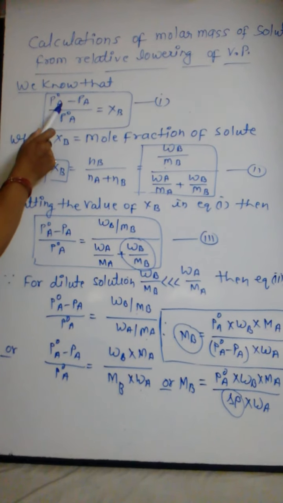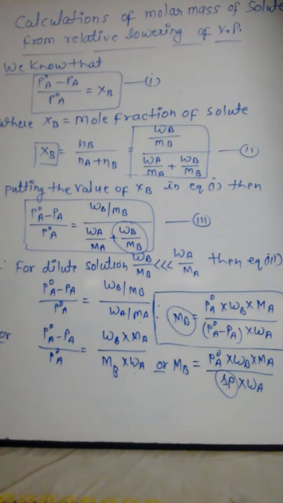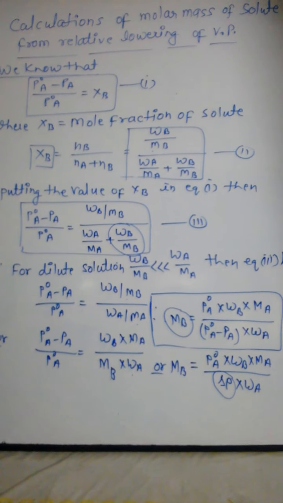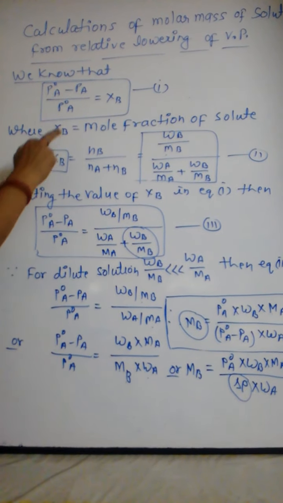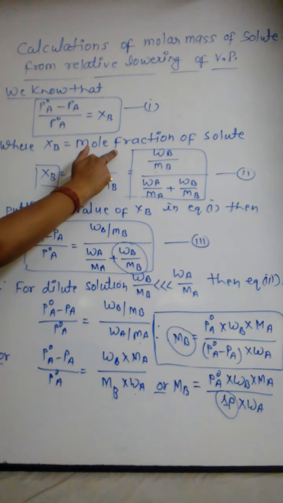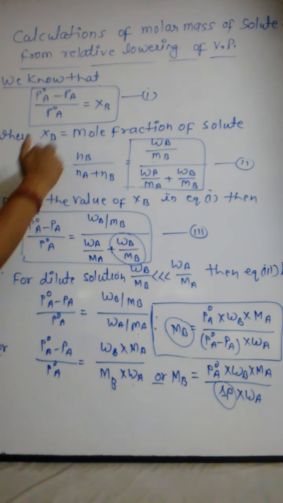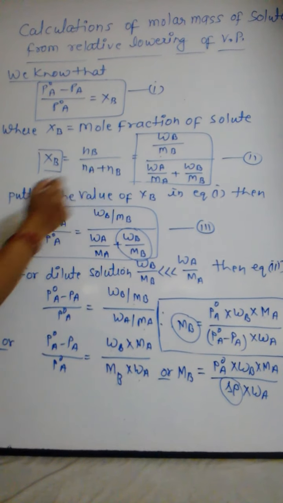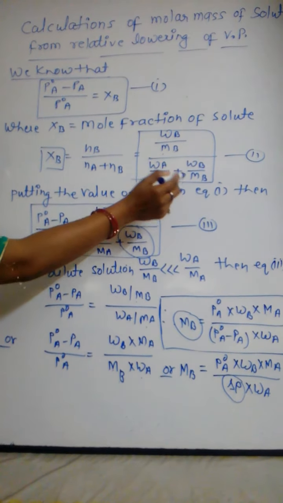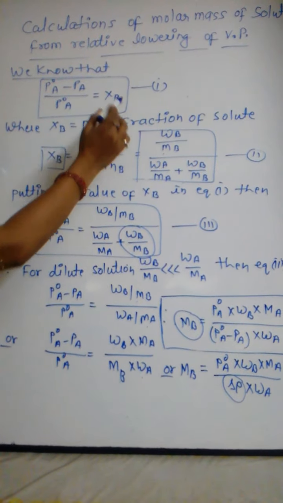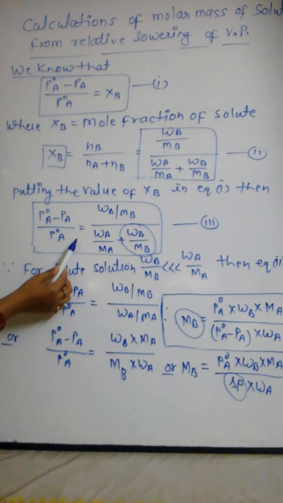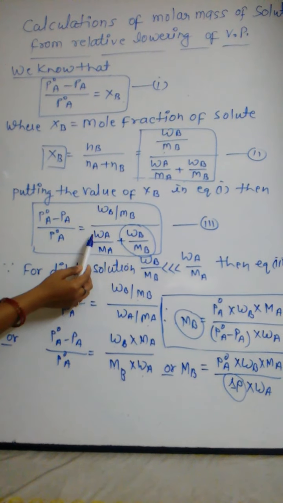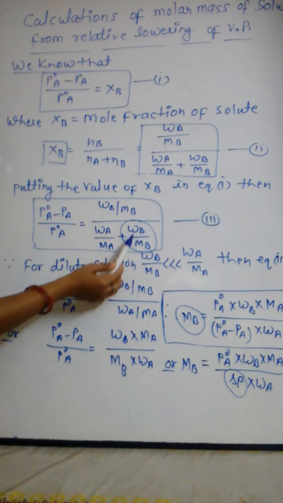Starting from the beginning, we know that relative lowering of vapor pressure is a colligative property. It depends upon the number of solute particles. So here XB is the mole fraction of solute. We will put the value of XB. The XB value is WB upon MB upon WA upon MA plus WB upon MB. We put this value in equation 1. So your equation 1 becomes equation 3: WB upon MB, then WA upon MA plus WB upon MB.